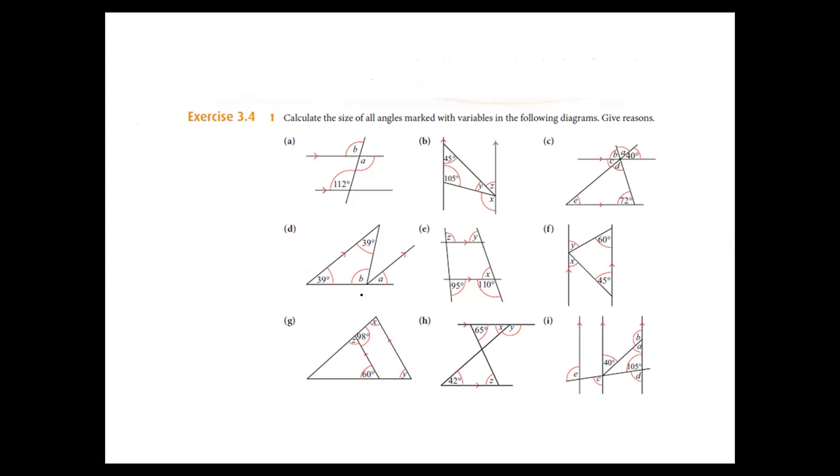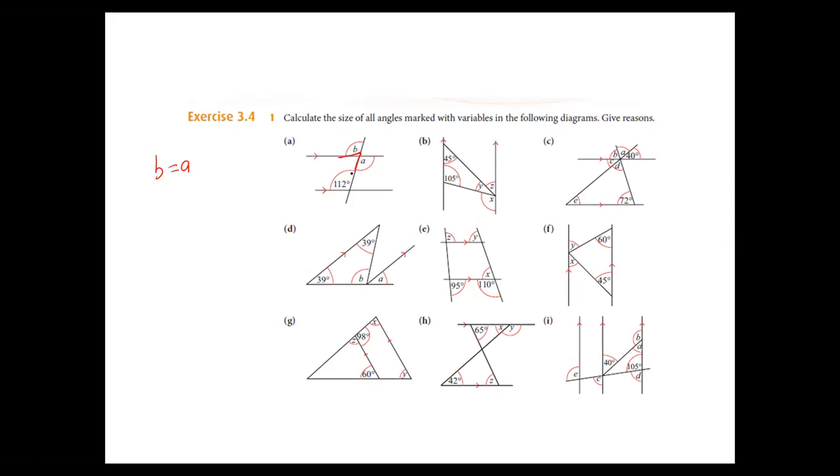Also here, in this diagram, B is equal to A because two straight lines intersect and they are vertically opposite. So automatically B is equal to A.